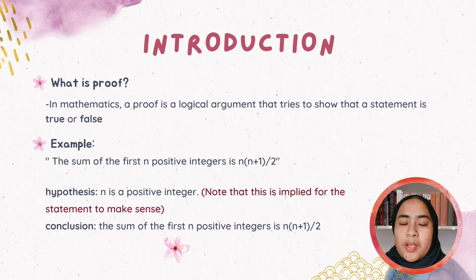For example, the sum of the first n positive integers is n times n plus 1 divided by 2. The hypothesis is that n is a positive integer, and the conclusion is that the sum of the first n positive integers is n times n plus 1 divided by 2. As a note, we need to make sure that the hypothesis is implied for the statement to make sense.